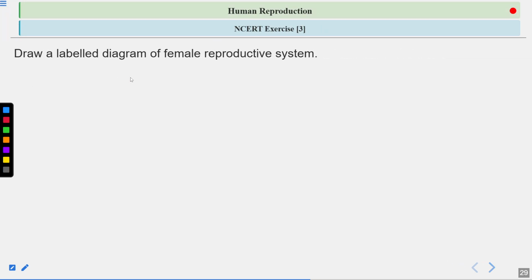Now next question, draw a labeled diagram of the female reproductive system. So let's have a look at the answer now.